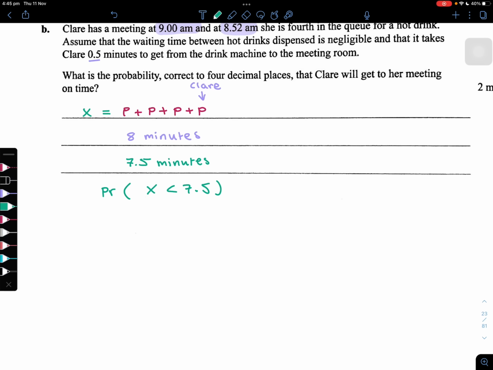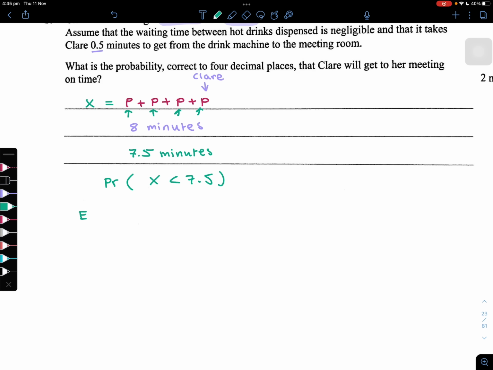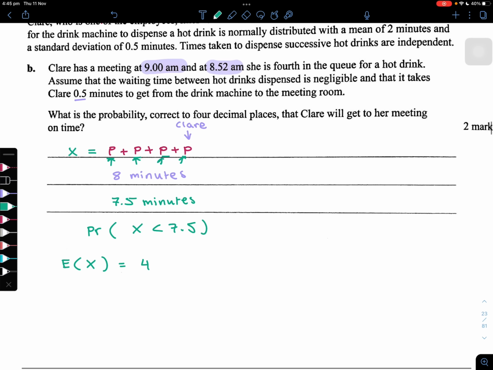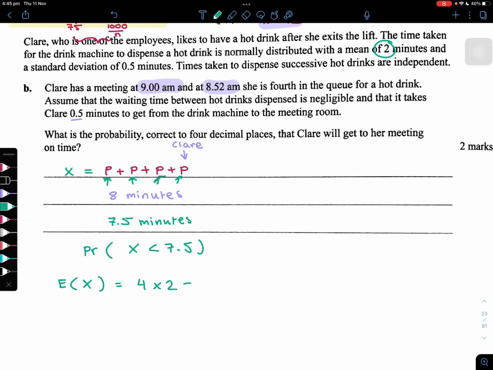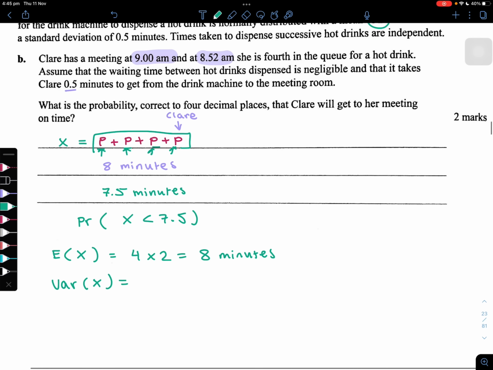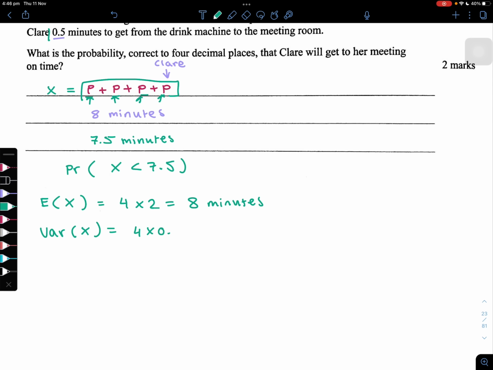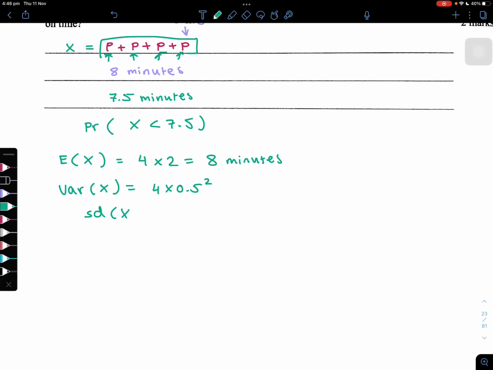But what's our x? We can say our x is going to be equal to each one of the distributions of each person being added up together. So that means our mean of x is going to be this plus this plus this plus this. So it's going to be 4 times the original mean, which is 4 times 2. That gives us a mean of 8 minutes. Now we can't work out the standard deviation directly, but we can work out the variance. That's going to be 4 times the variance of each one of these. And the variance was 0.5 squared. So it's going to be 4 times 0.5 squared. And that means our standard deviation of x is just root 4 times 0.5 squared.